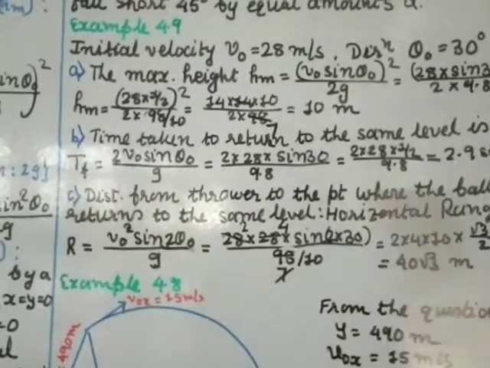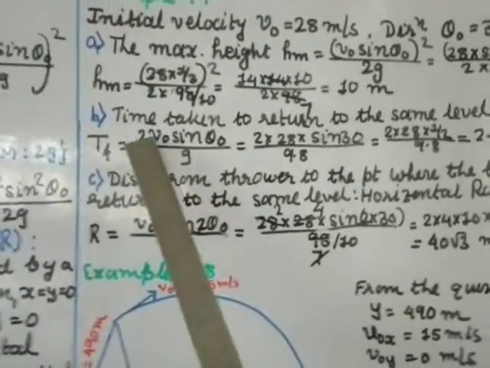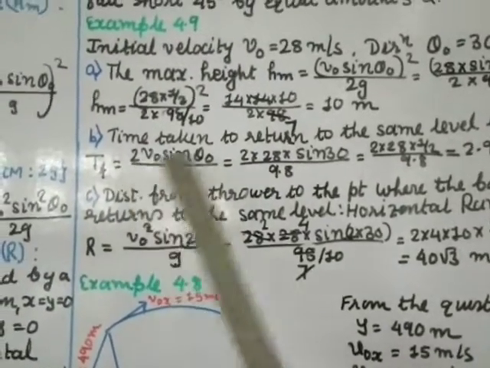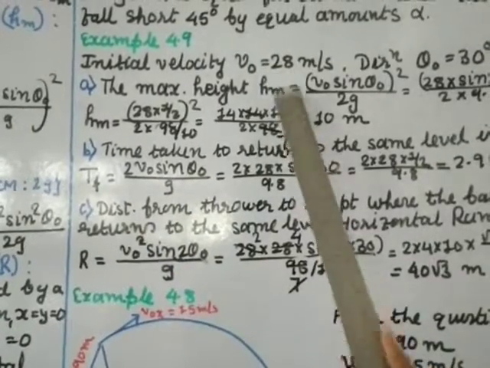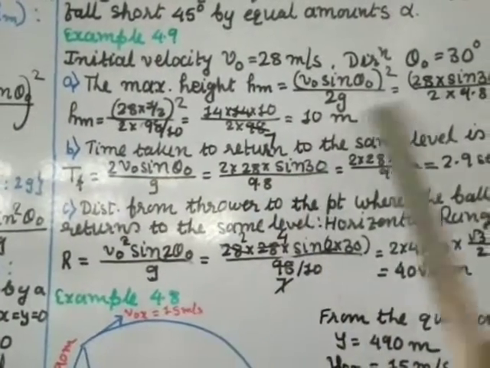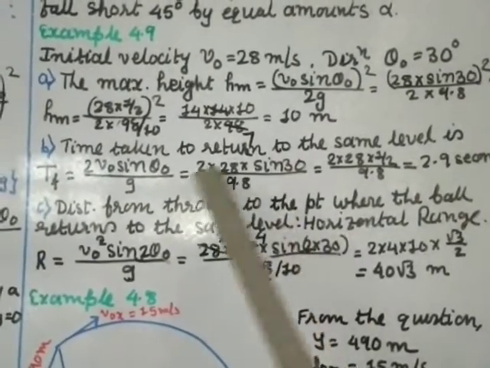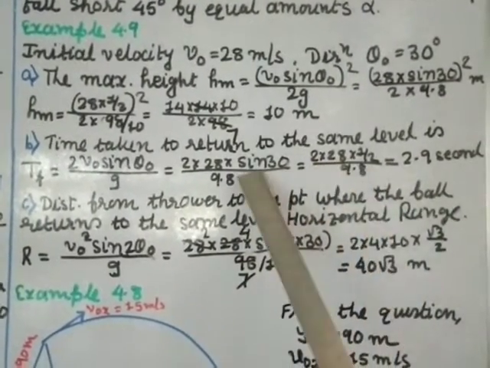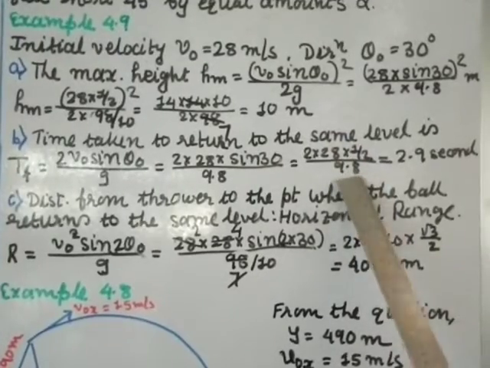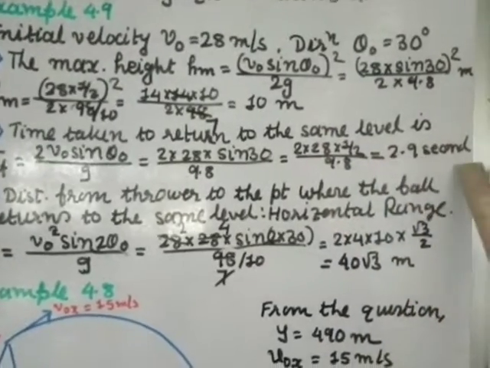So TF is equal to, we have found this formula also, 2 v0 sine theta naught by g. So I directly use the formula 2 v0 sine theta naught by g. 2 as it is, v0 value is 28 into sine 30, the angle is 30, g is 9.8. So you get 2 into 28 into sine 30 is 1 by 2, divided by 9.8. Simplify, you get 2.9 second.